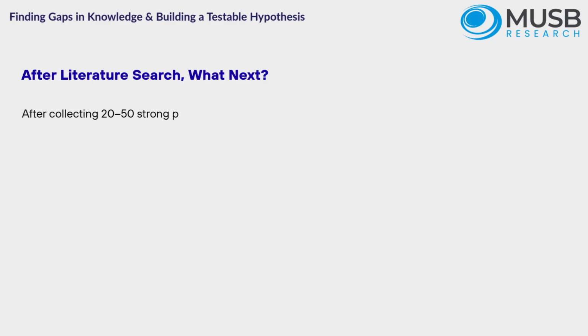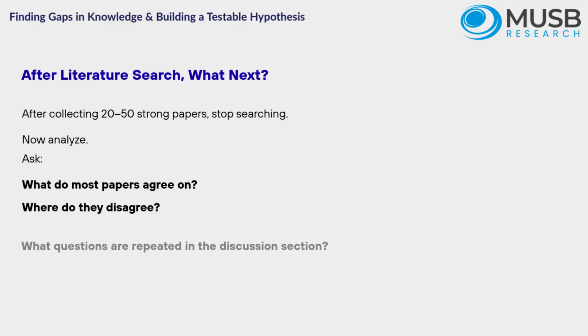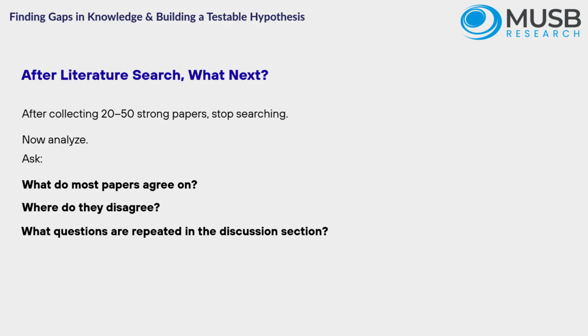After collecting 20 to 50 strong papers, stop searching. Now analyze. Ask, what do most papers agree on? Where do they disagree? What questions are repeated in the discussion section? Often, the authors themselves tell you what is missing. Patterns reveal gaps, not isolated papers.